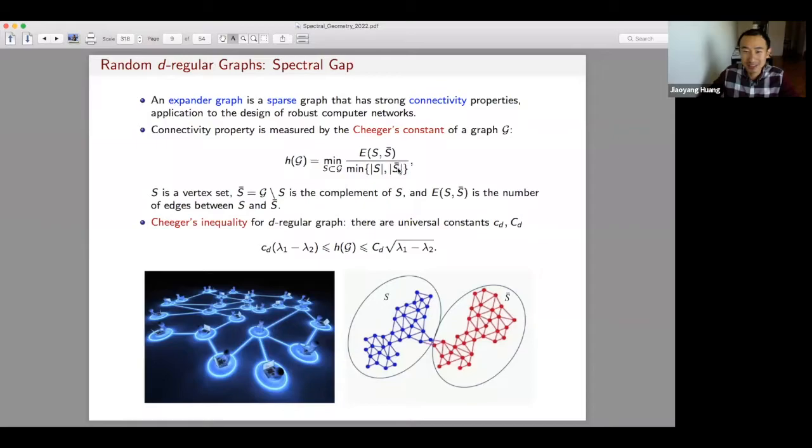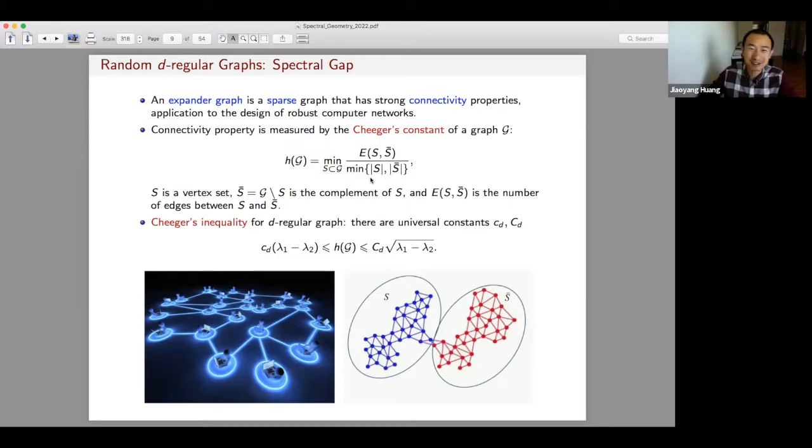If the graph is not connected, then you can take S to be one component, and the number of edges between the two is zero. The Cheeger constant will be zero. If the Cheeger constant is bigger than zero, then the graph is connected. And if the Cheeger constant is large, then it will be very hard to break the graph into two components. You need to remove many edges, proportional to the smaller component.